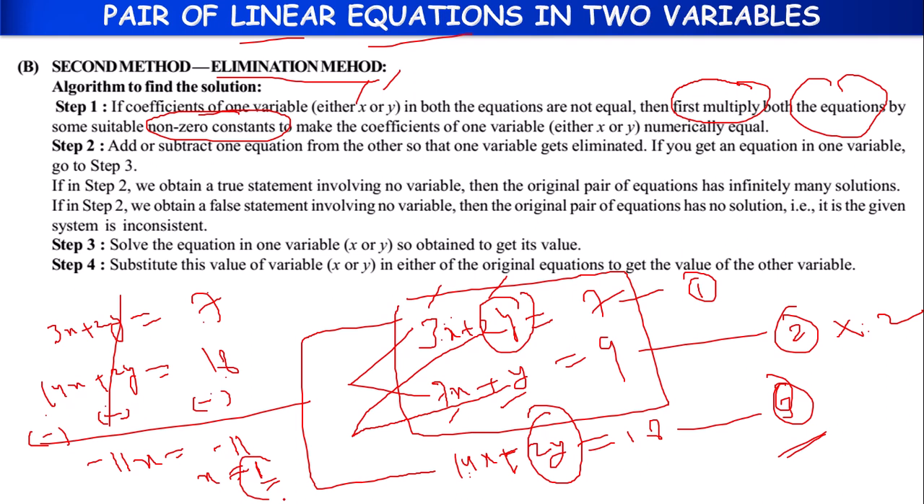After finding x, if we substitute the x value in any of the equations 1, 2 or 3, we will get the y value. So in this way, first by making any one of the coefficients equal, then by eliminating it, we can find one variable value first, then with the help of that, we can find the other variable value.